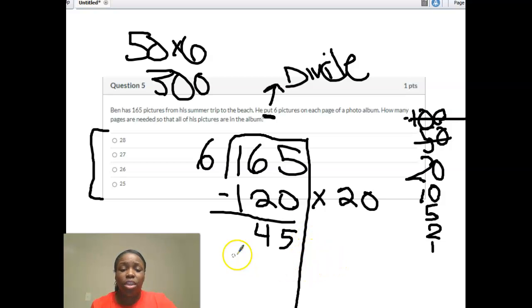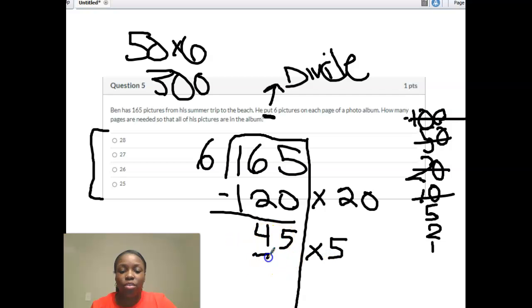So now I'm going to look and see, all right, can I do times 20 again? If I do times 20 again, that would be 120, and that's too big. That's bigger than 45. So I can't do times 20 again, so now I'm going to try times 10. What is 6 times 10? 60. 60 is bigger than 45, so I cannot do times 10. So now I'm going to do times 5. What is 6 times 5? Great, 30. So 6 times 5 is 30.